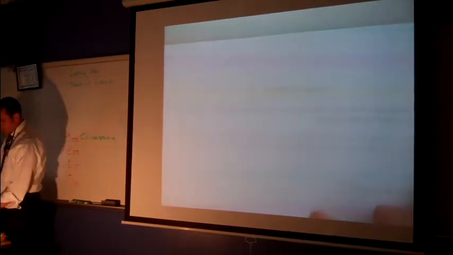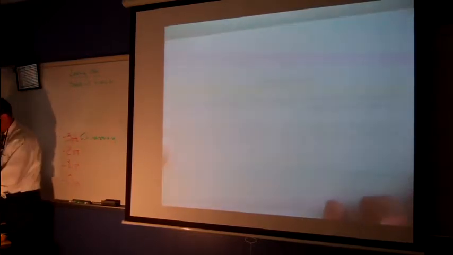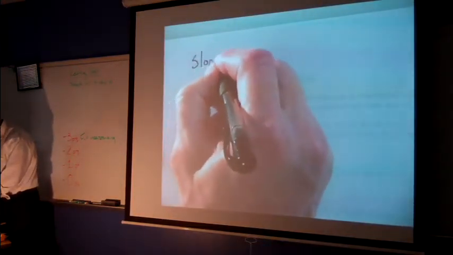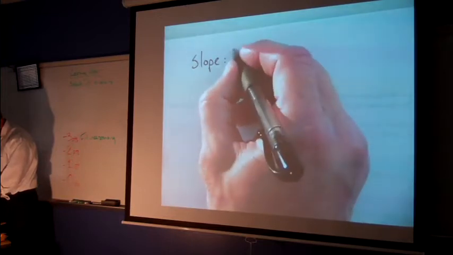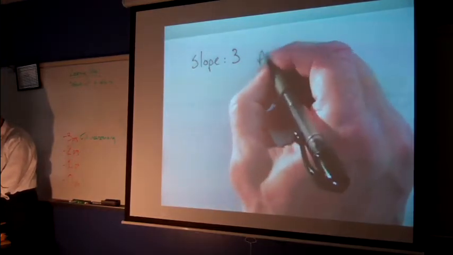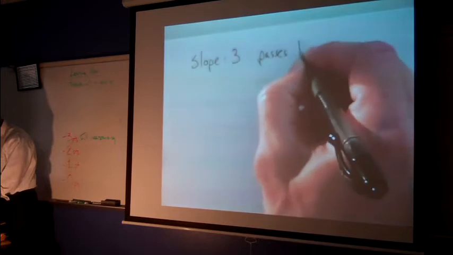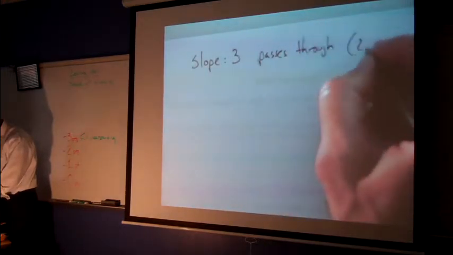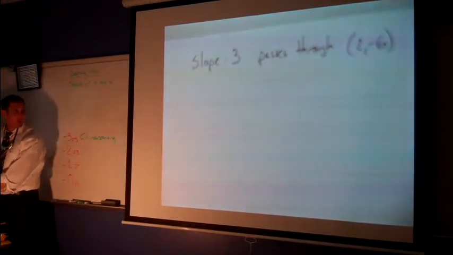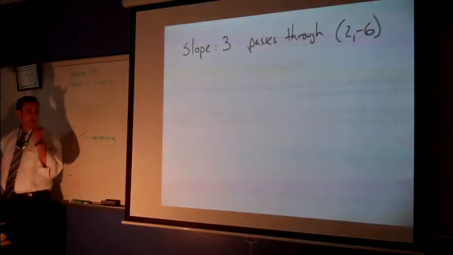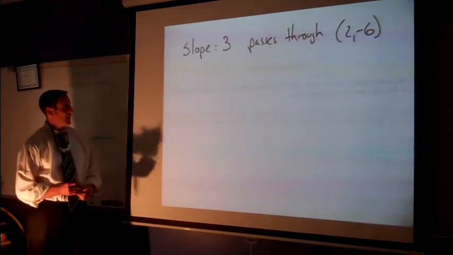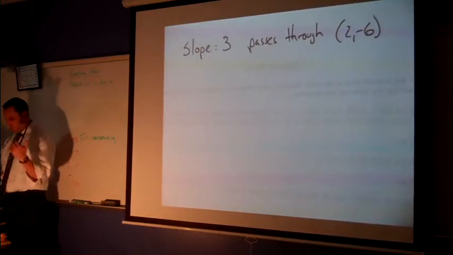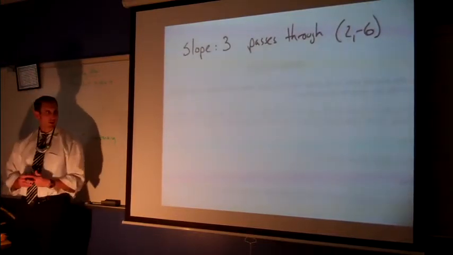So I'm going to give some pieces of information, and what we're going to do is write the equation. So let's say we had a line that has a slope of 3, and it passes through the ordered pair (2, -6). So we'll say we have a line that fits this description. The line has a slope of 3. It passes through this ordered pair. What we need to do is write the equation.